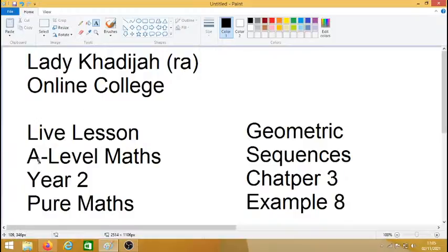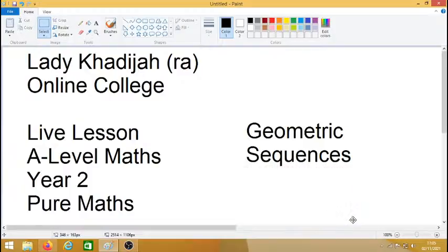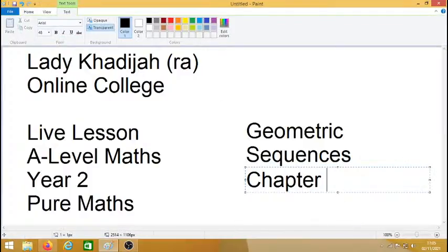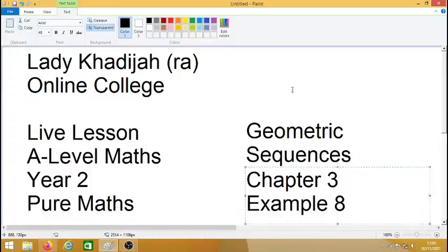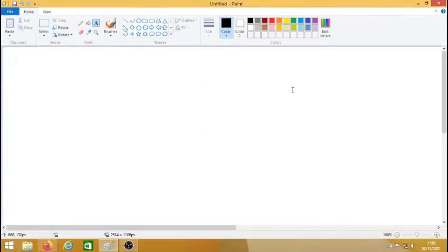It's a live lesson on A-level maths, year 2, going through the pure maths section. Today we're looking at geometric sequences. If you're following through in the Edexcel UK version of the A-level book by Pearson, then it's chapter 3, example 8. Okay, let's begin. Bismillah ar-Rahman ar-Rahim.